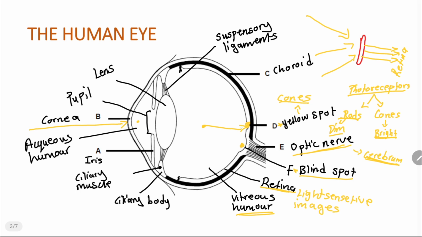This is the light sensitive part of the eye. If the light rays do not fall on the retina, then no vision is going to occur. If they fall in front of the retina and not exactly on the retina, then that vision is going to be blurry, and we're going to discuss that later on. Right. So let's come back to the cornea.